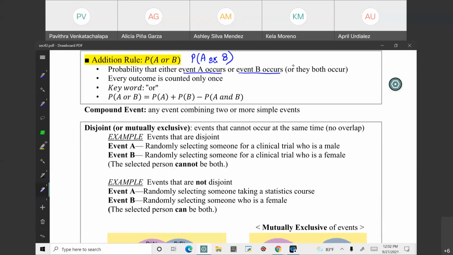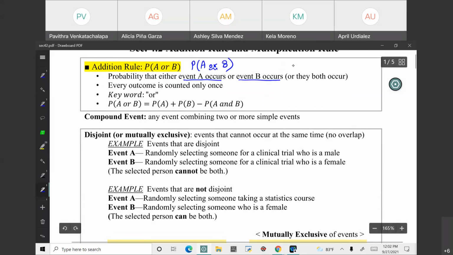Every outcome is counted only once. So again, it can be only one event. So this is the formula for addition rule, which says that the probability of A or B occurring will be equal to probability of A event plus probability of B event minus subtracting probability of A and B both.